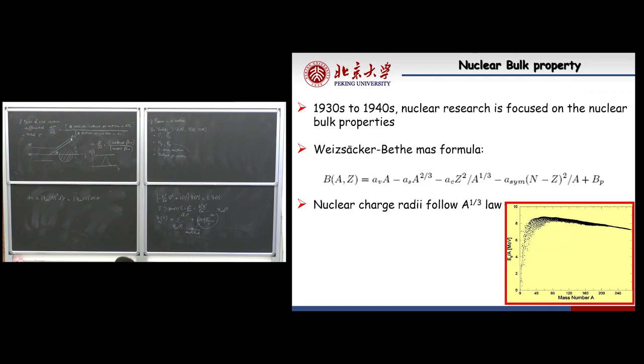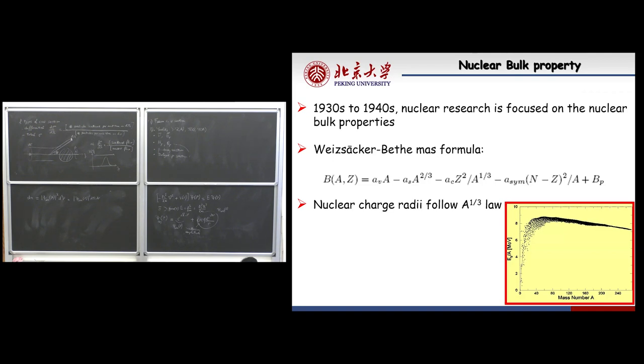have almost equal numbers of protons and neutrons. So if you look at the nuclear chart, all along the nuclear stability line there are almost equal proton and neutron numbers. That means the nucleus always prefers to have equal numbers of neutrons and protons. In such a way, we could put in the so-called symmetry term.